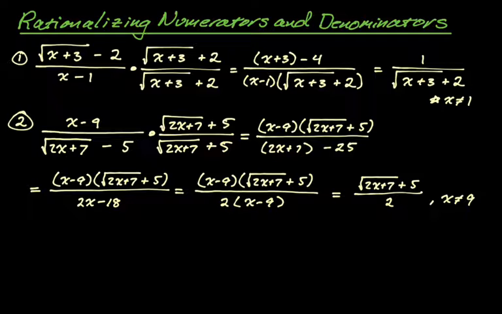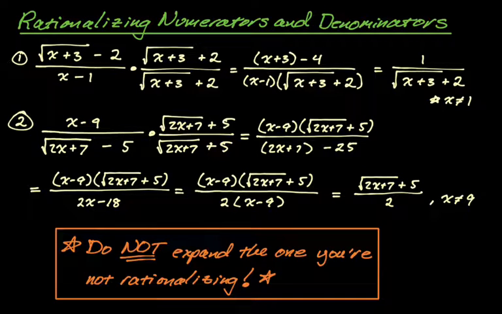So that's rationalizing numerators and denominators comes up. And then the thing that I mentioned was, do not expand the one you are not rationalizing. So if you're not rationalizing the numerator, do not expand the numerator. If you're not rationalizing the denominator, do not expand the denominator. All right, next up.